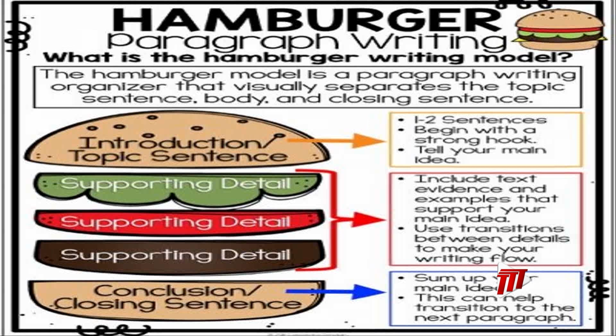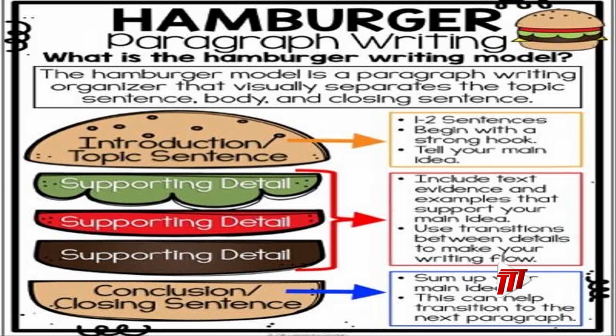Your supporting details include text evidence and examples that support your main idea. So for example, the one with the owl, it had text evidence. You can go and research that an owl is nocturnal. That is text evidence. You can research that the eyes cannot move in the socket. You can research the wingspan of the owl. These are text evidence. These are things you can research.